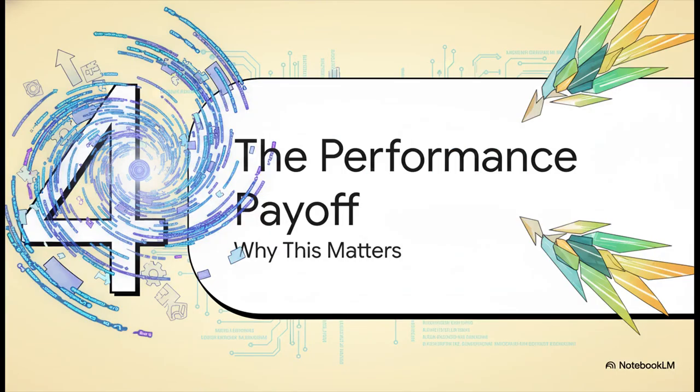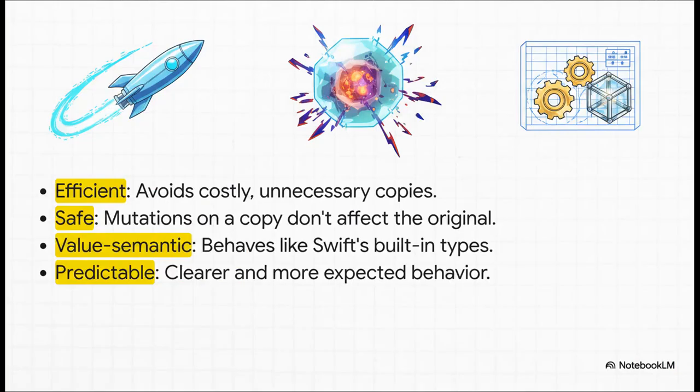Okay, so we've seen how it works, but let's really nail down why this is such a game changer for your own code. What's the real payoff here? The payoffs here are huge. First off, it's just way more efficient. You stop making all these expensive, unnecessary copies. It's also much safer, because you're making sure that changes to one variable don't mysteriously affect another. You get true value semantics. That's just a fancy way of saying your custom type now behaves just like you'd expect a built-in Swift array to. And all of this makes your code so much more predictable and easier to reason about.